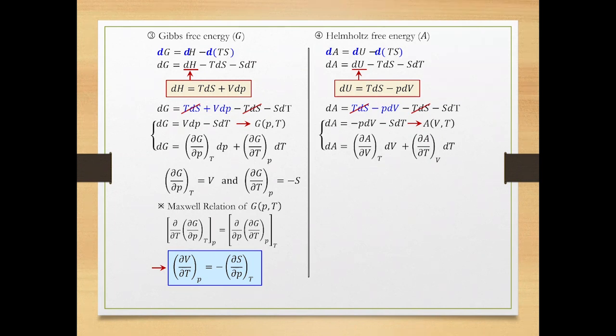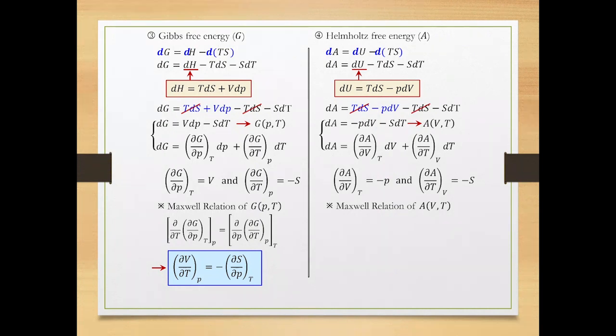Compare these two differentials. dV and dT are present in both equations, which implies that the partial derivative of A with respect to V is equal to negative P, and the partial derivative of A with respect to T is equal to negative S. Check the total differential of Helmholtz free energy above. Take note that Helmholtz free energy is a function of two independent variables, volume and temperature.